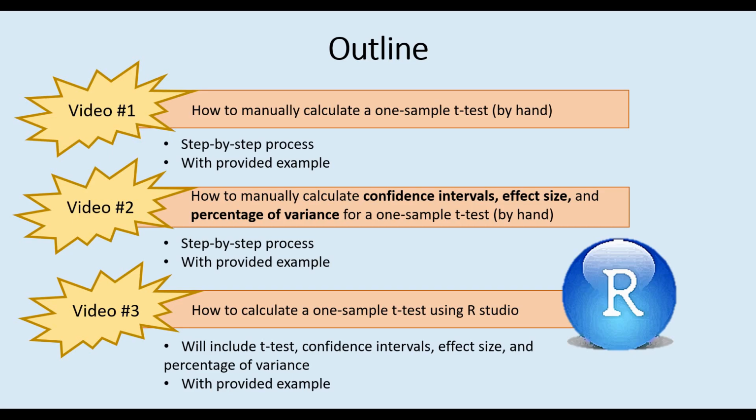And then the next two videos will follow suit to this first one. The second video will show how to calculate confidence intervals, effect size, and percentage of variance for a one sample t-test, which will also be by hand. And then the third video will be an example of how to do a one sample t-test using RStudio. So whatever example I'm providing throughout this, the final video will replicate that example using RStudio, so you can see what the hand calculations look like and how the calculations look in RStudio and how they compare, which means they should be the same.